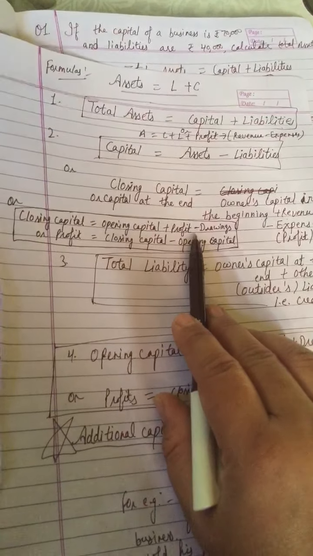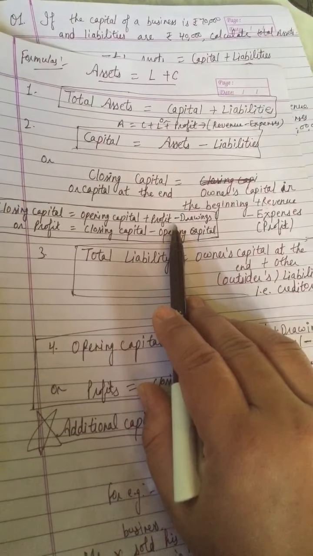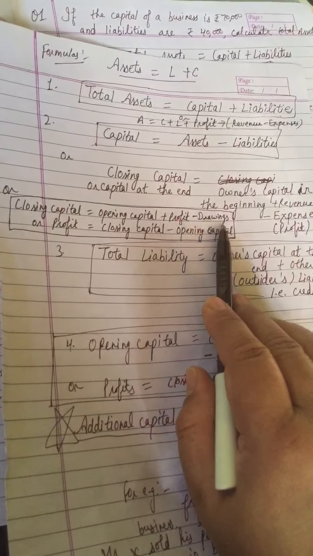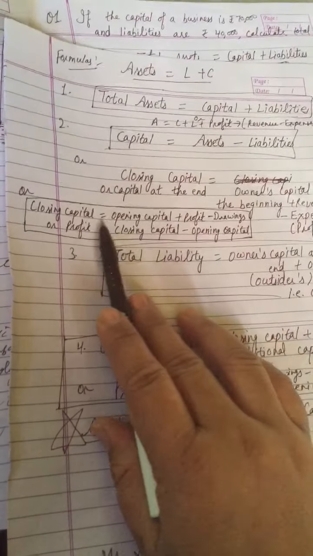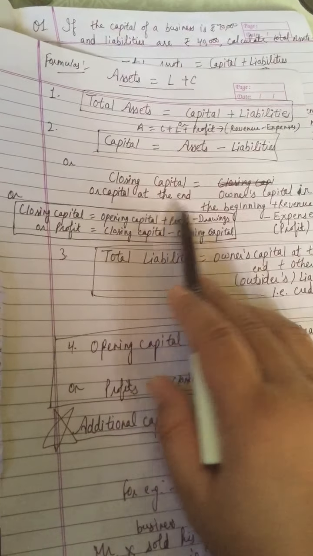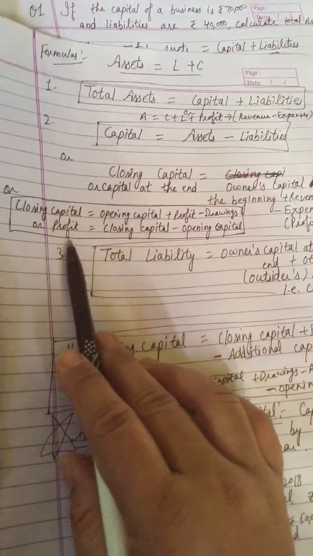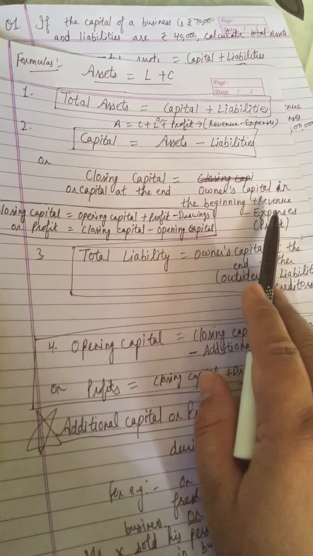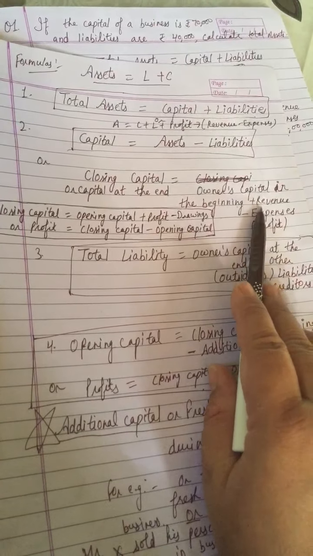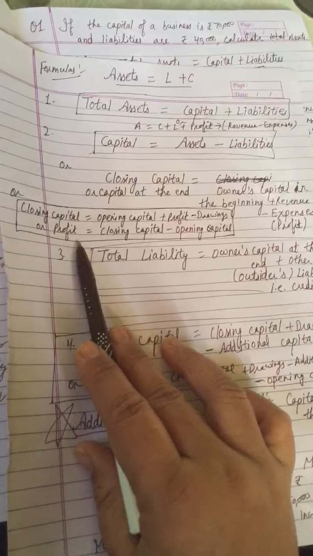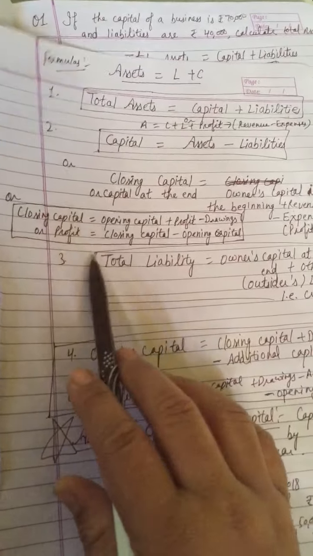And sometimes if drawings are given in the question, then we have to subtract drawings from the profit. So with the help of this formula and this formula we can calculate closing capital, that is capital at the end. Or profit we can also find by deducting expenses from revenue, or closing capital minus opening capital. Thus we can also calculate profit of the firm.